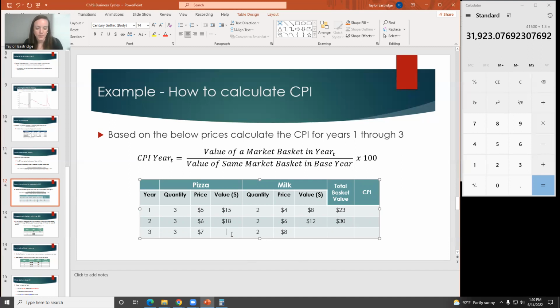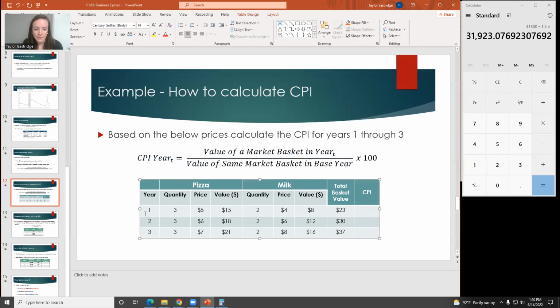In year 3, prices continue to go up. The value of pizza is $21. The value of milk is $16. So the value of our basket is $37. So now the question is, how do we calculate the CPI for our economy? The CPI is calculated based on the value of a market basket of goods in year T, divided by the value in the base year, times 100.